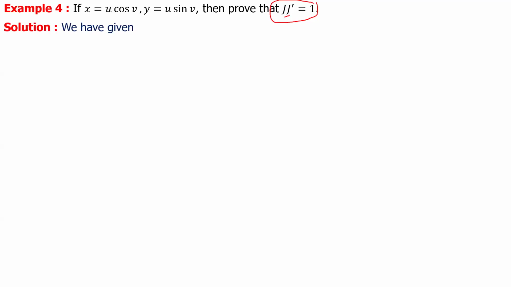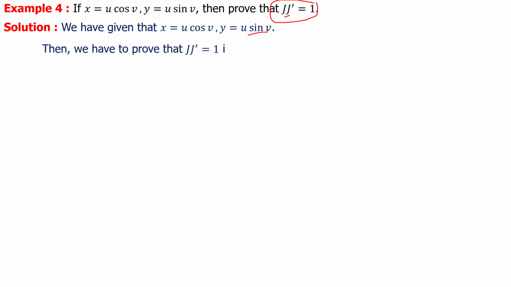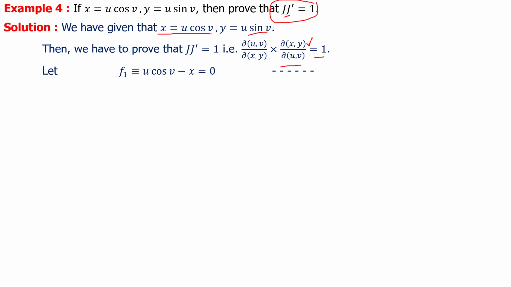So we are given that x equal to u cos v and y is equal to u sin v. Then we have to prove that J dash is equal to 1. That is, Jacobian of uv with respect to xy into Jacobian of xy with respect to uv, which is equal to 1. Let f1 be u cos v minus x, and similarly f2 is equal to u sin v minus y, equal to 0.